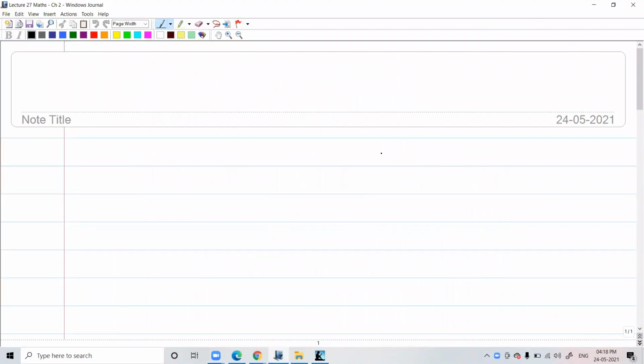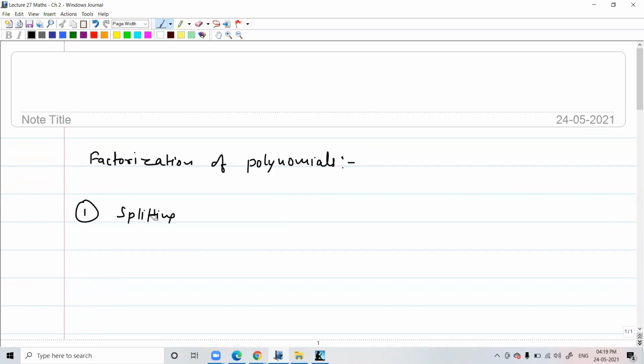Okay, so I'm going to teach this method called splitting the middle term method. This is done for factorization of polynomials. Okay, splitting the middle term.